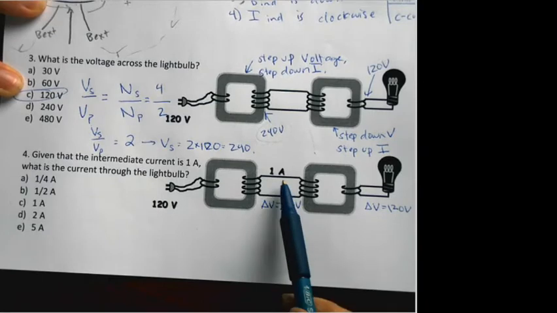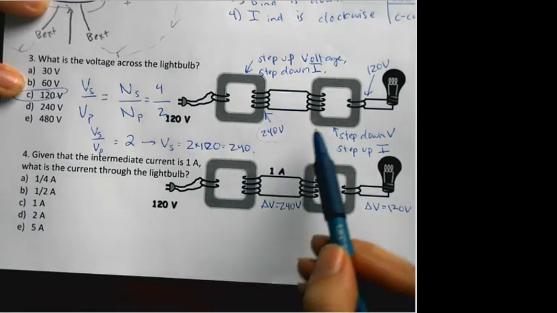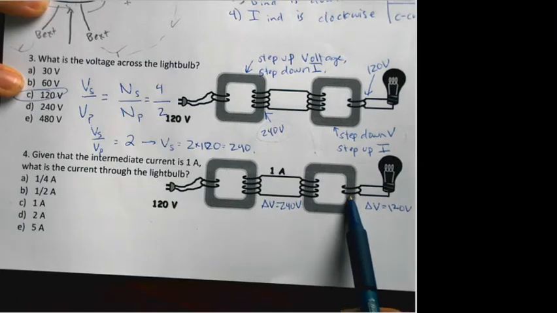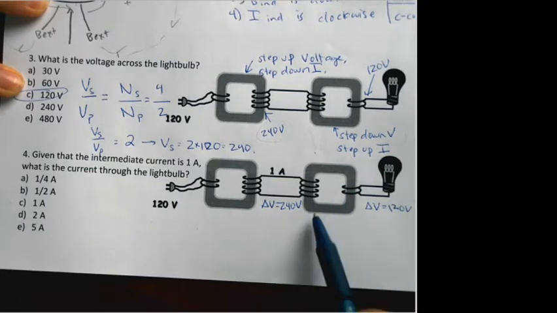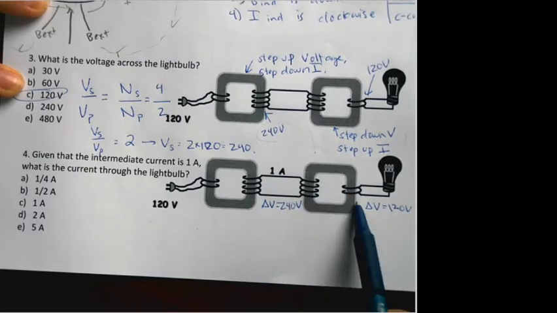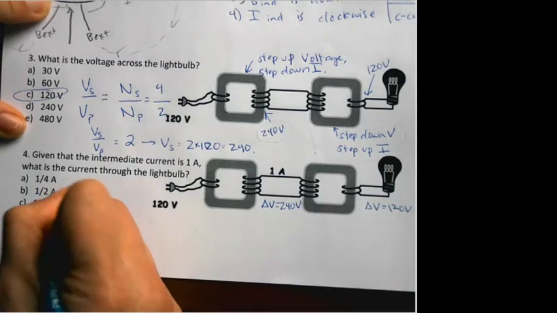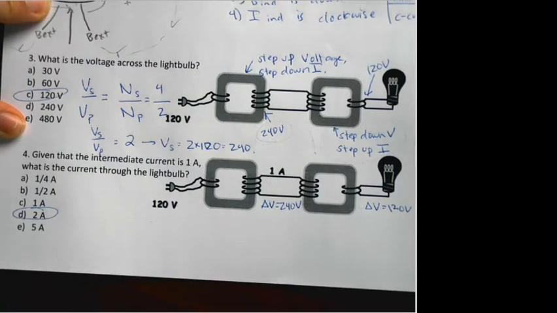This steps down the voltage, which must mean that it steps up the current. The number of loops has gone down by a factor of 2, which must mean that the current has gone up by a factor of 2. So I'm going to circle 2 amps without using an equation, just by using the fact that the number of loops has halved, so the current must double.